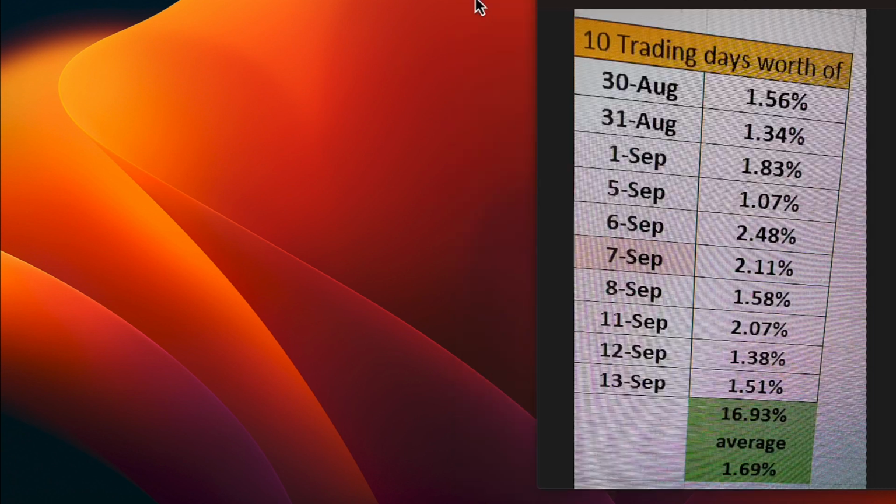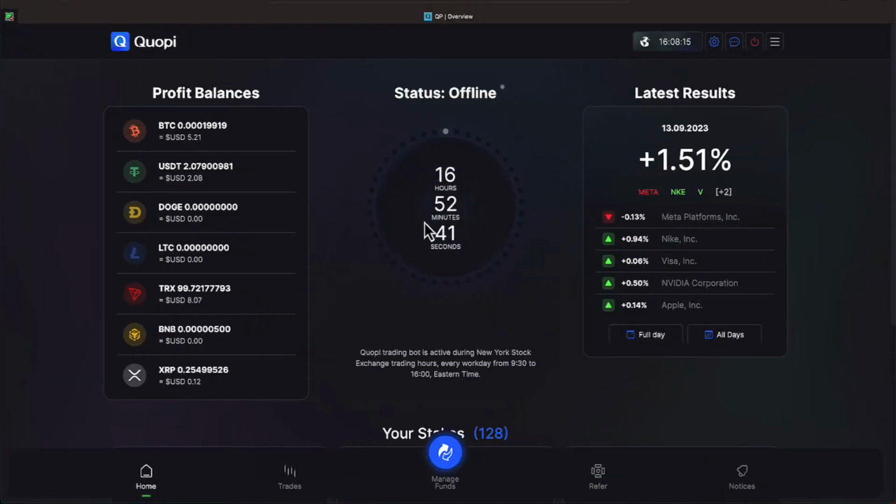Let's go ahead and look at a broader picture. That's the 10-day numbers, everyone. 30 August, a 1.56. 31 August, a 1.34. 1 September, a 1.83. And 5 September, a 1.07, and 6 September, a 2.48. We've read the previous numbers on the previous slide. That gives Quopi a 1.69 10-day trading average, everyone. Let's go ahead and go back to Quopi.